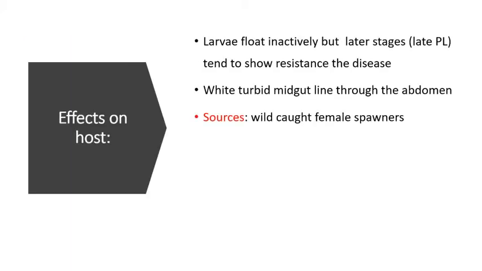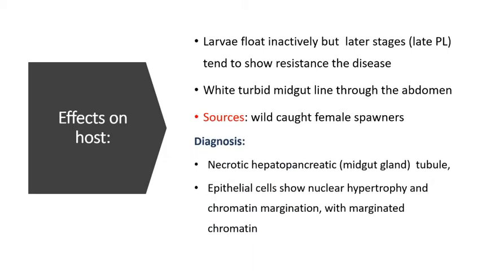Effect on the host. Generally, this virus infects larval and early post-larval stages, in which it can cause high mortalities. The apparent white turbidity of the hepatopancreas is caused by necrosis of the hepatopancreas tubule epithelium and possibly also the mucosal epithelium. Larvae float inactively, but later stages, that is late post-larvae, tend to show resistance to the disease. We can clearly see the white turbid midgut line through the abdomen.